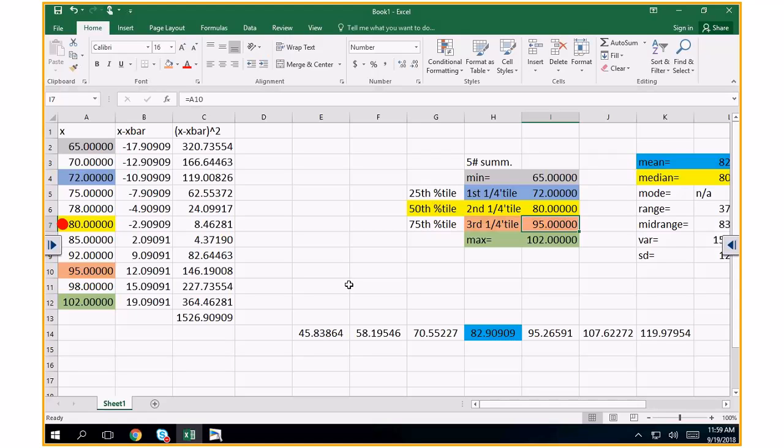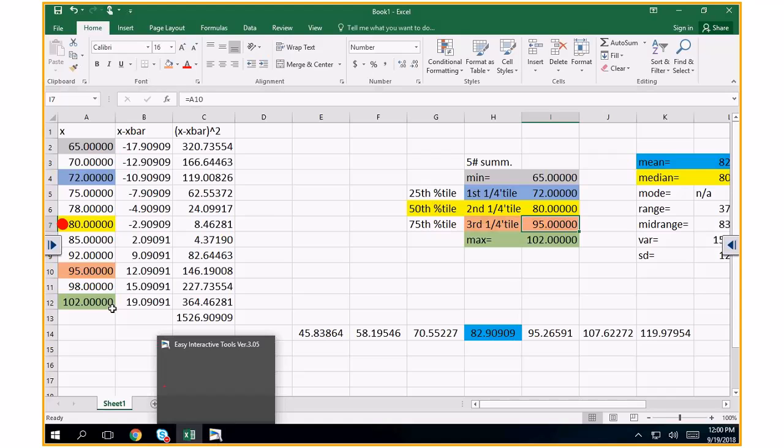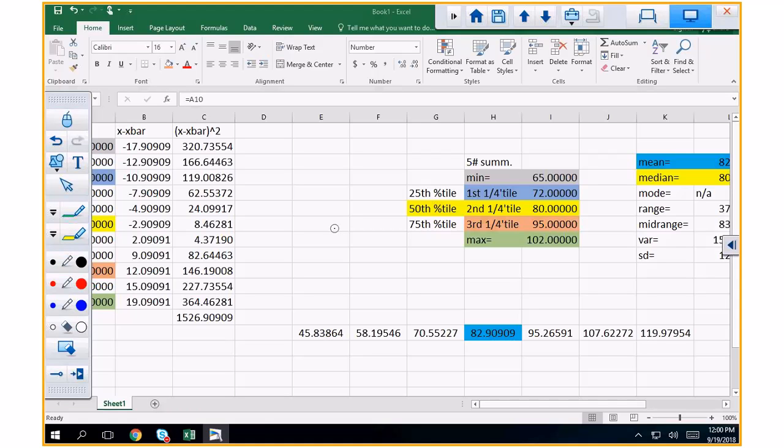Now, how do you make the number line? Well, the number line consists of the minimum, the maximum, and the mid-range. That's your number line. So I'm going to draw a box plot. My min is what? 65, 102, and my mid-range is what? 83.